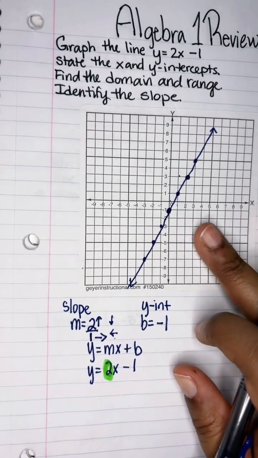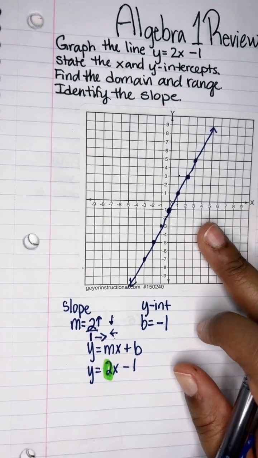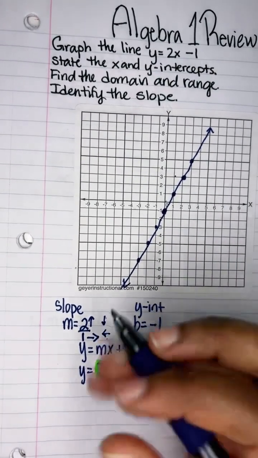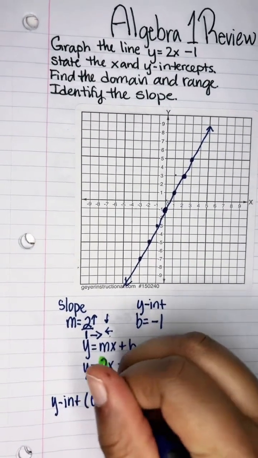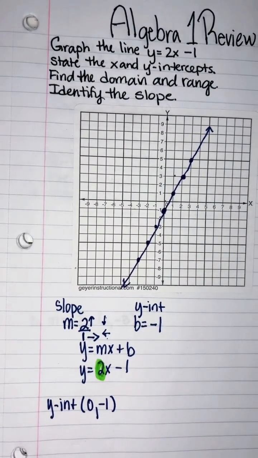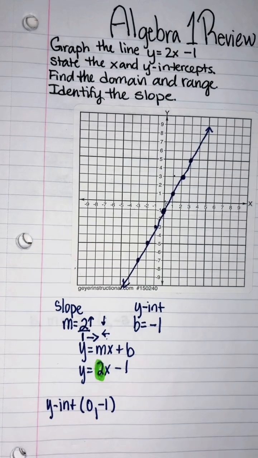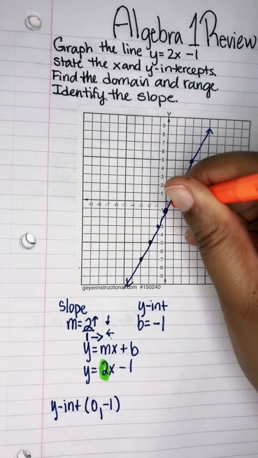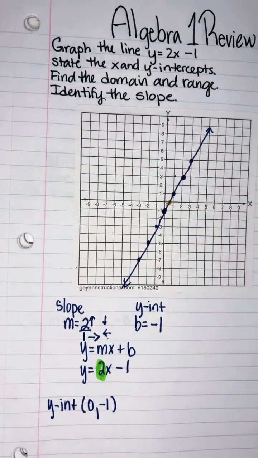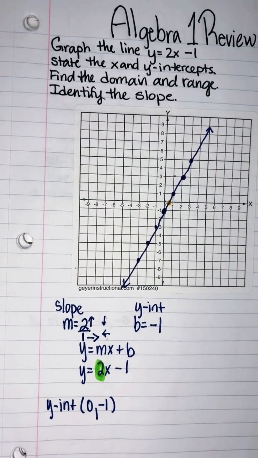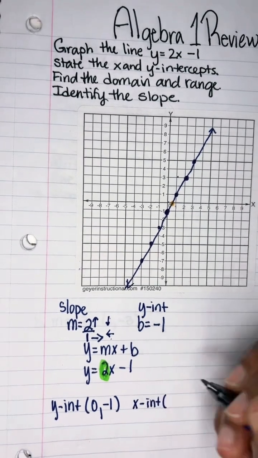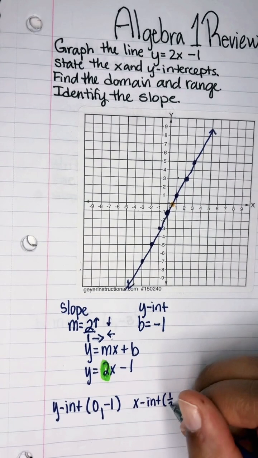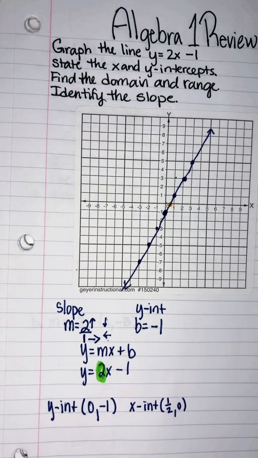Now let's find the x and y intercepts. So we know our y-intercept, okay, is (0, negative 1). And here, let's see, we can identify our x-intercept right here on the graph. It looks like it's crossing at a half. So our x-intercept is going to be (1/2, 0). Okay. Any questions on that part?